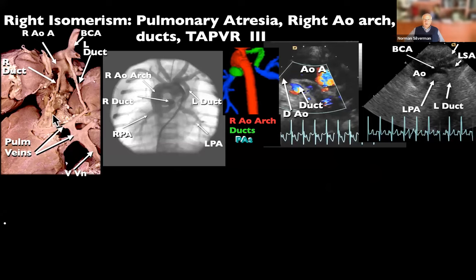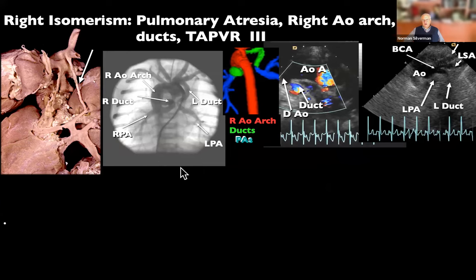The pulmonary arteries may be separated, and when they are separated and go directly, the central pulmonary artery is missing here. There are bilateral ducts going to the hilum of the lung. Here are the bilateral ducts. Here, of course, is total anomalous pulmonary venous return in right isomerism.